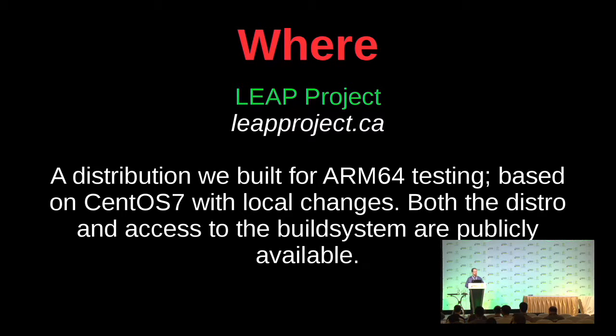In terms of where we're doing this work, in terms of software where, we're doing it on the LEAP project. The LEAP project is a distribution which we built. It's based on CentOS 7 sources. It diverges from CentOS 7 in a couple of key ways. We didn't mean to duplicate what CentOS is doing. We, in fact, were working on this before the CentOS code was released, and unbeknownst to both projects, we were actually doing the same thing at the same time. It's our intention not to maintain this as a long-term release or a distribution, but it's useful to us at the present time, so we're continuing to use it. Both that distribution and access to our build system, which is a Koji build system, are publicly available.